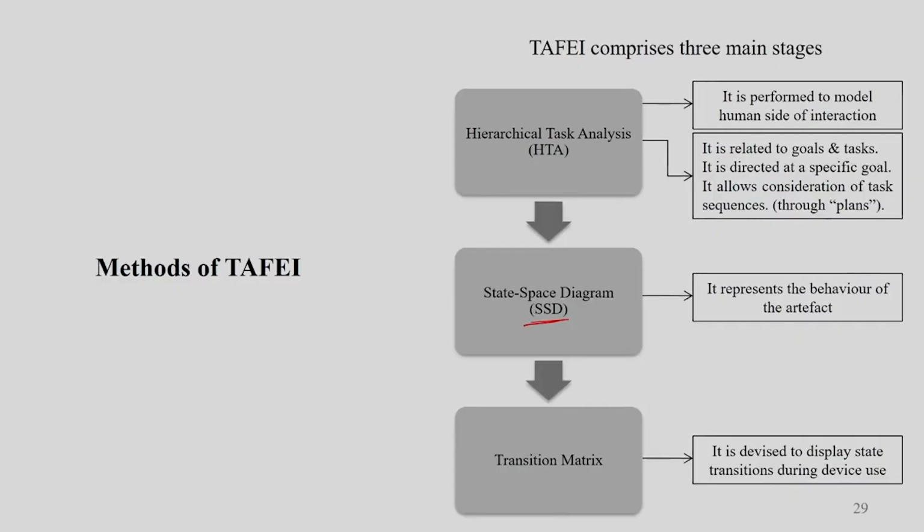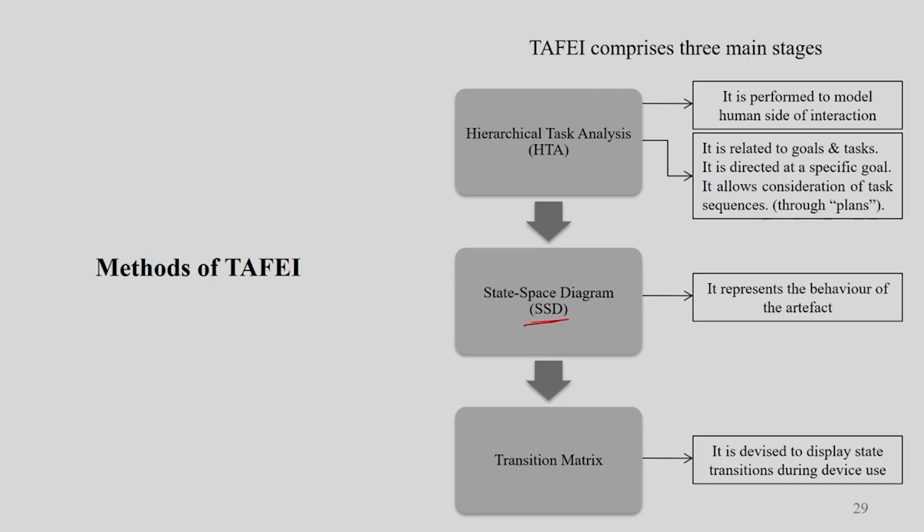Okay. So it is related to the goals and tasks. Of course, whenever we do HTA, we look for the goal, and to achieve those goals, what are the tasks to be followed. So it is directed at a specific, particular goal, and it allows the consideration of task sequence. That is the major, or I can say basic, rule of HTA.